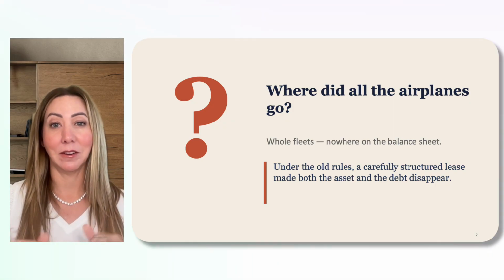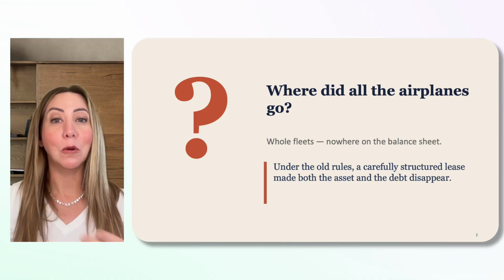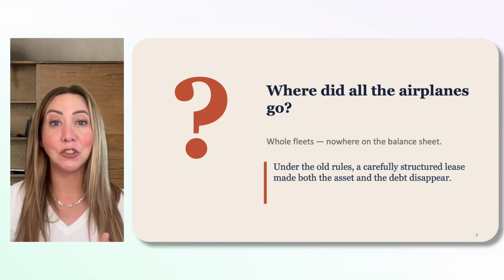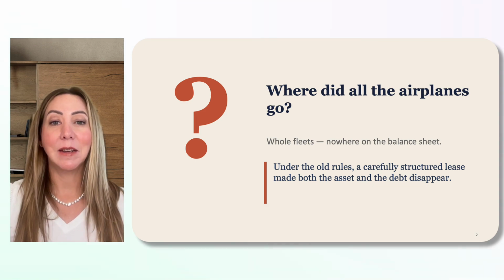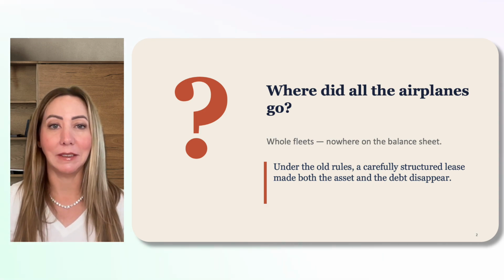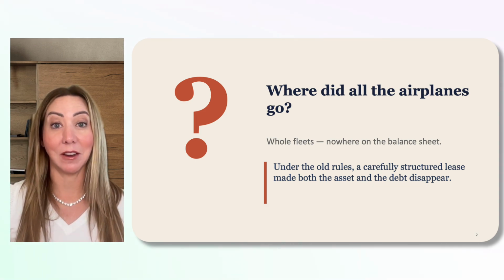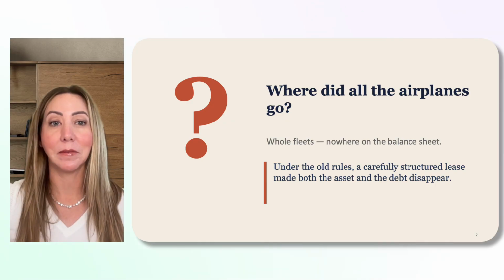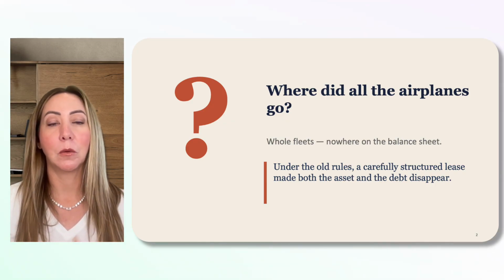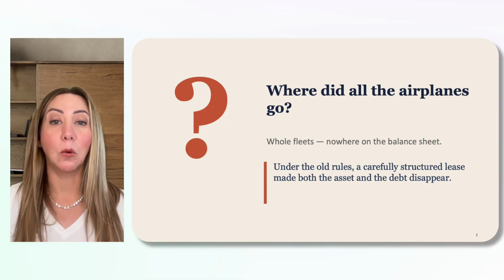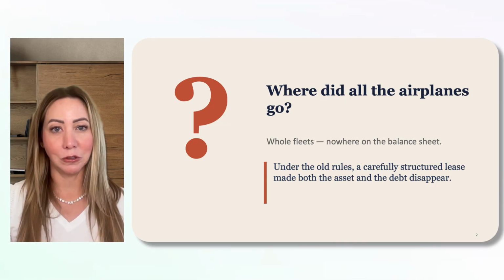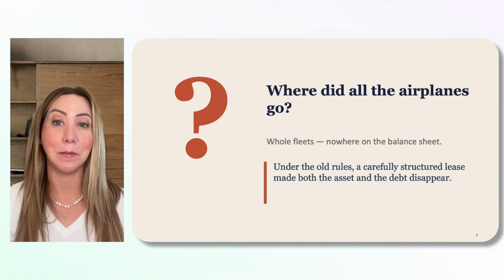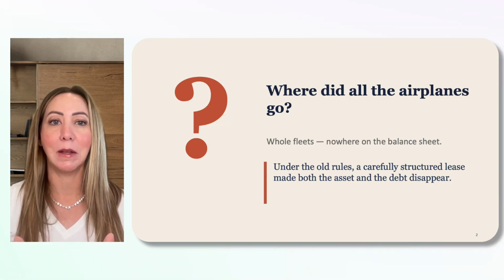Hundreds of jets in the air, painted with the company's logo, flown by the company's pilots, and the balance sheet showed practically nothing. No aircraft assets. And more importantly, no liabilities for the billions of dollars of payments that the airline was contractually committed to make. So where did all the airplanes go? Well, they were leased. And under the old accounting rules, a carefully structured lease meant that the airplane and the debt that paid for it simply never showed up on the balance sheet.